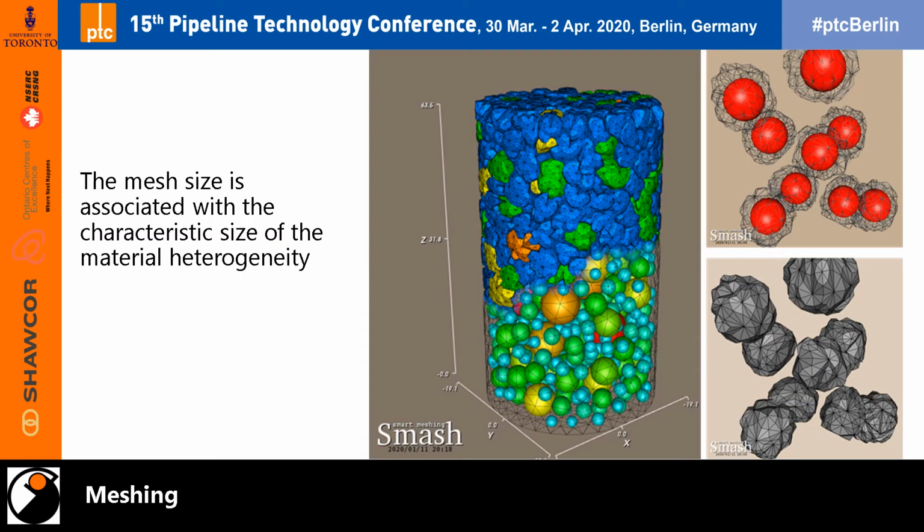So the different element sizes are associated with the heterogeneity of the material. Here we can see aggregate with the package. The package is the mortar, and the failure propagates between these packages in very complicated directions.